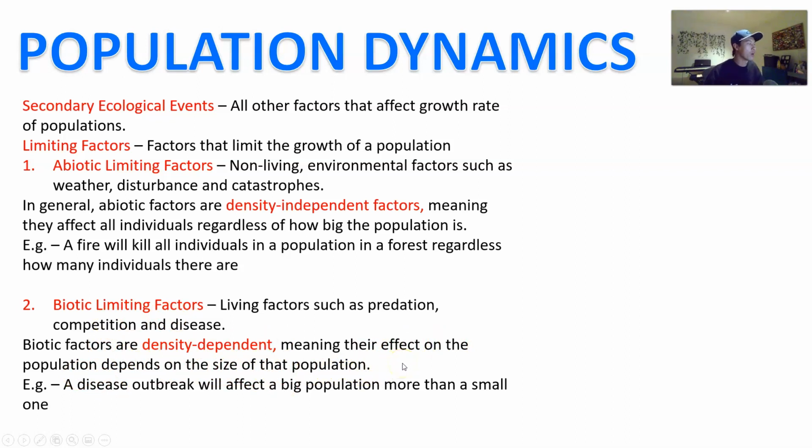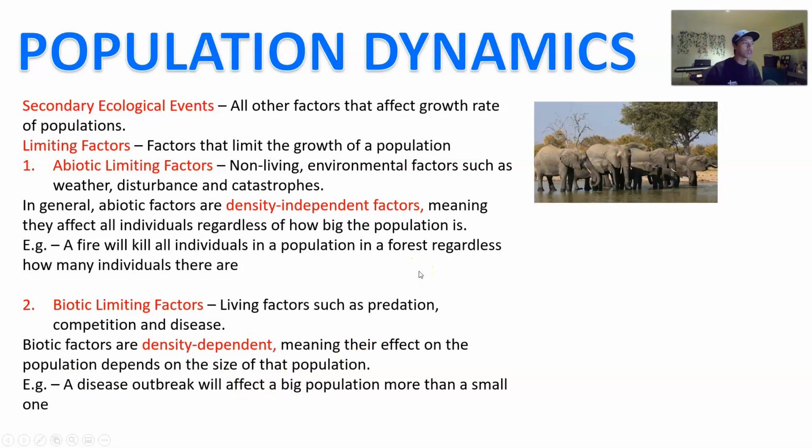So, for example, a disease outbreak is going to affect a big population a lot more than it's going to affect a small population. A disease outbreak in a population of 1,000 is going to have a greater effect than a disease outbreak in a population of 100. Why? Because with 100 individuals, the disease doesn't spread as often. So that means that as the population grows, the effect of the disease is going to be more prominent and affect more individuals because there's just more of them around and it spreads and so forth.